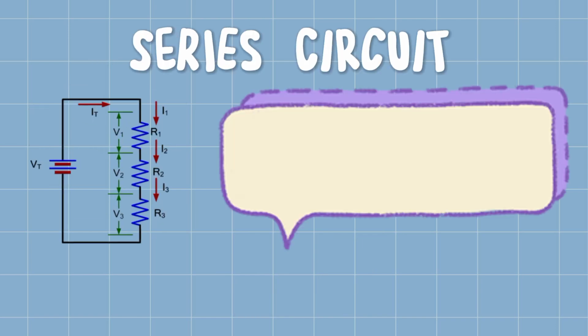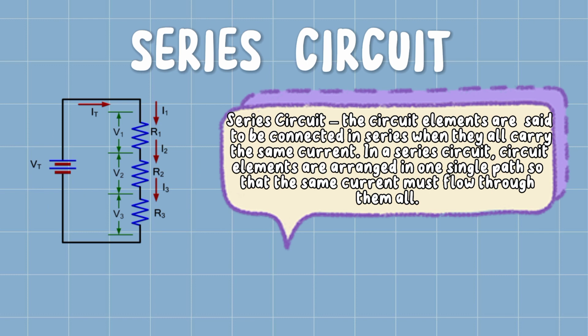First, let's talk about series circuit. The circuit elements are said to be connected in series when they all carry the same current.